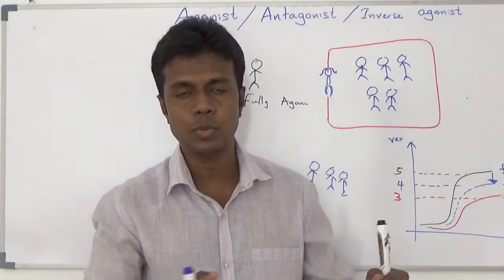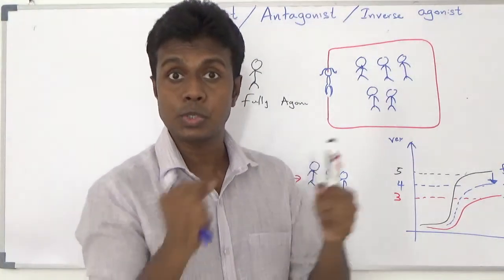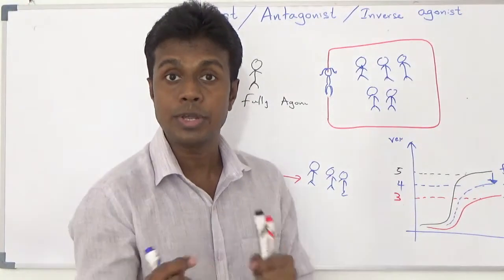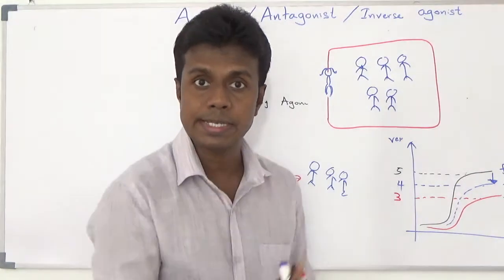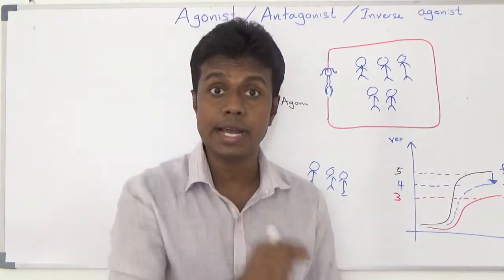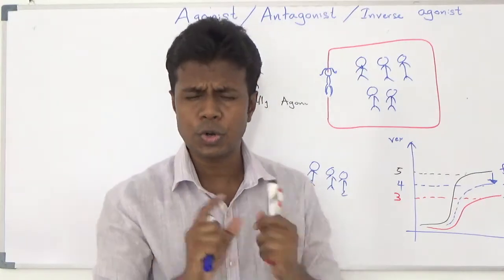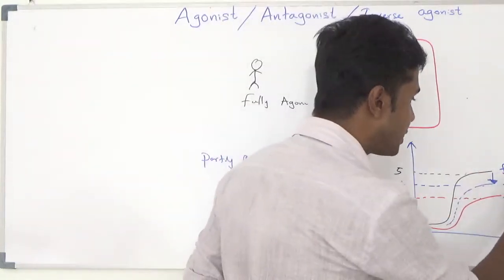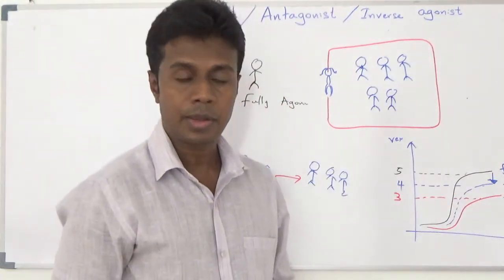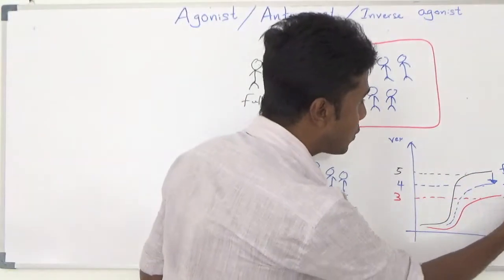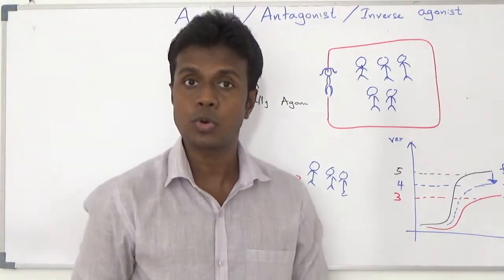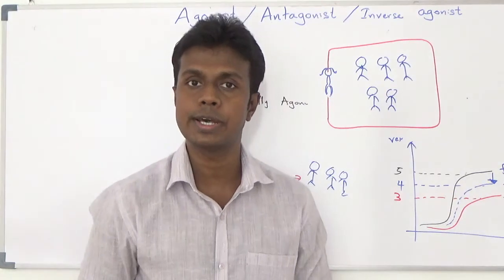The full agonist tries to produce 5 children. But once you add partial agonist with full agonist, the partial agonist actually acts as an antagonist. They do not allow the full agonist to produce its effect. If I only add full agonist, they produce 5 children. But if I add a little bit of partial agonist to the full agonist, they are not going to produce 5 children. Only 4 children are there.